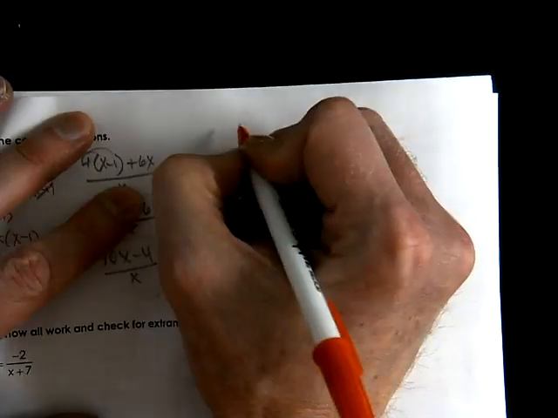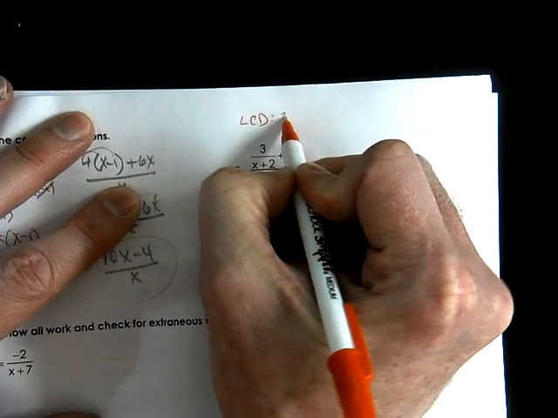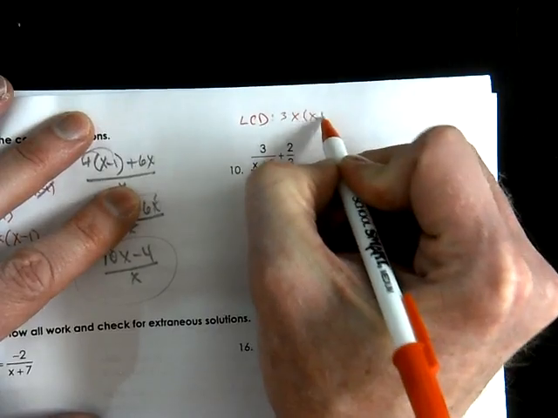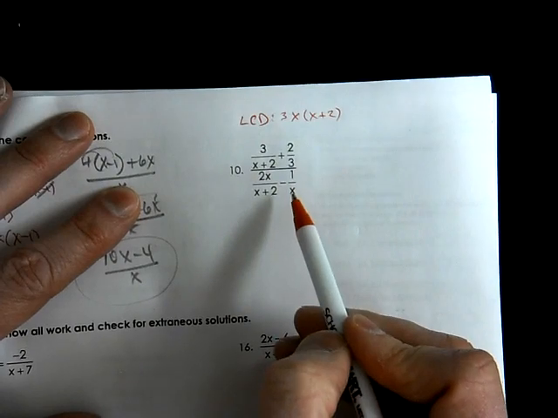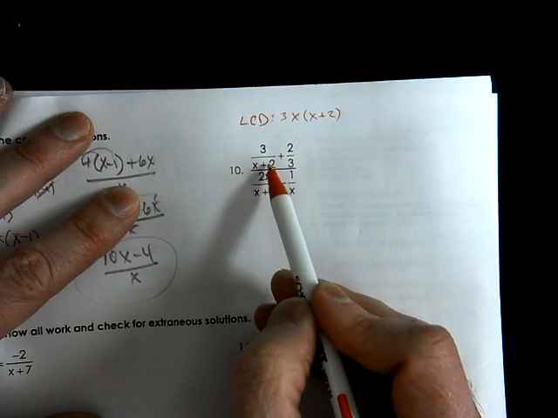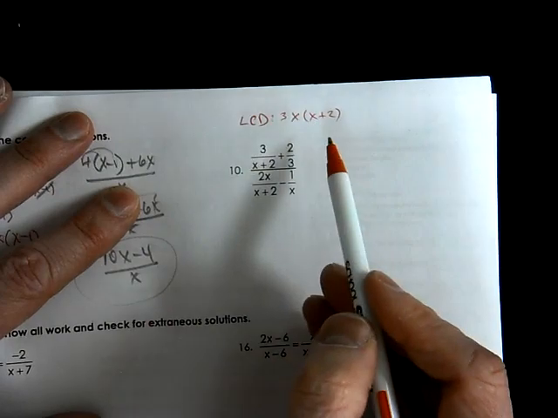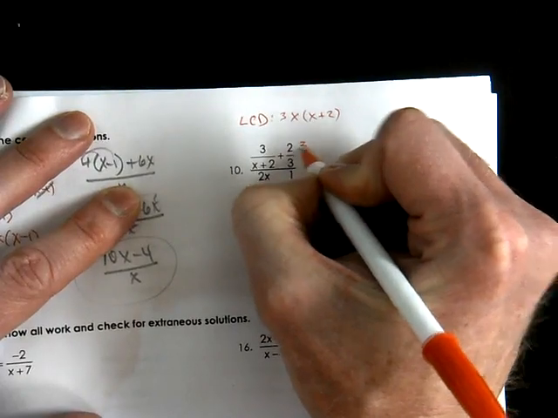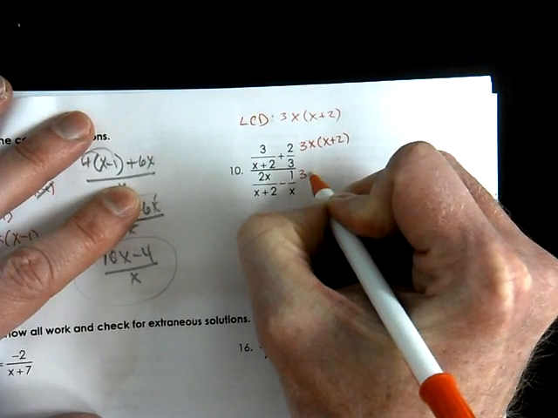So on this one, we have an LCD of 3x, x plus 2. So if every denominator was 3x, x plus 2, then everyone would be happy. This would have an x plus 2, this would have a 3, this would have an x plus 2, this would have an x, if they all were that. That's what a least common denominator is. So we're going to multiply that value to every numerator of the small fractions.